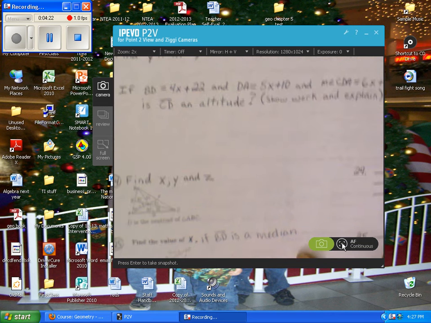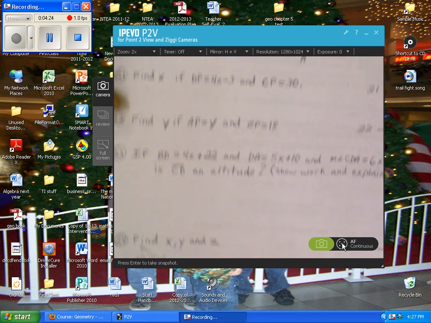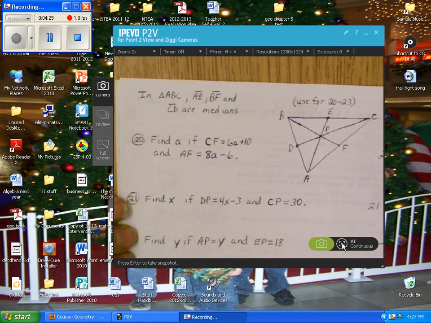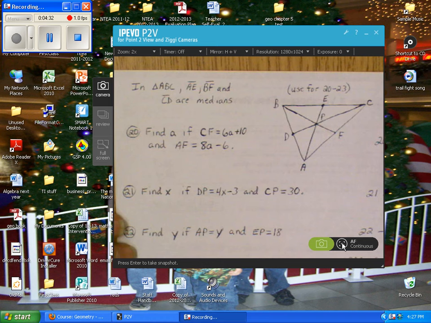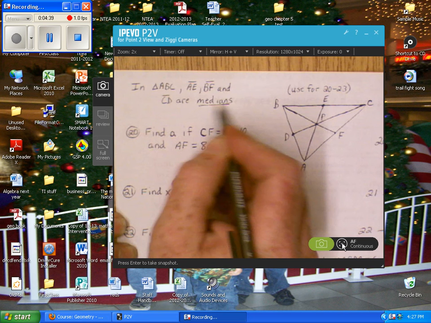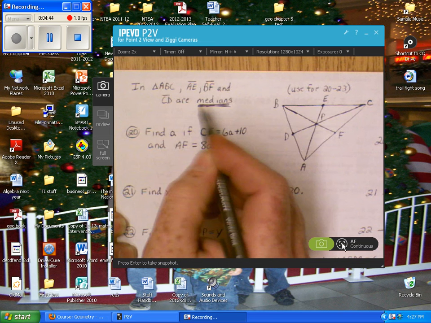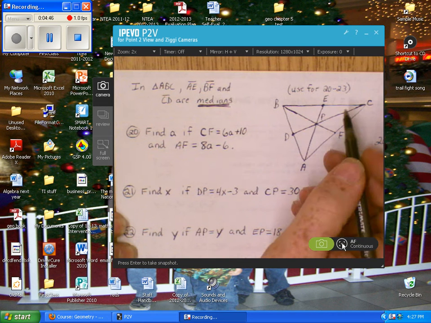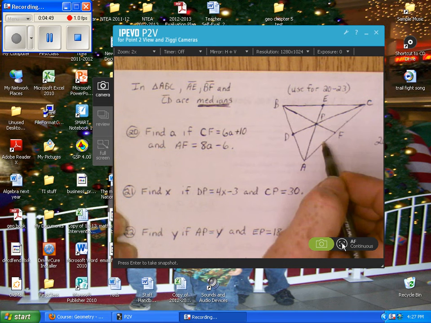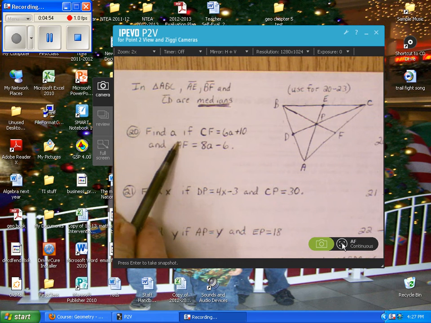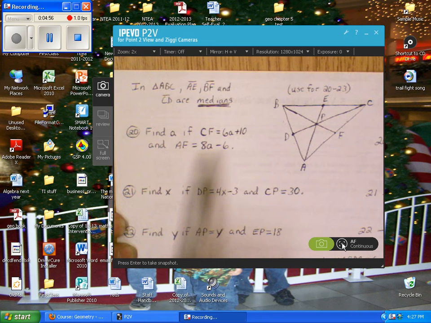The second page starts with problem 20. Key idea here, remember that you have medians. All three of those are medians. Look up what a median tells you, so you'll know something about each of these segments. Then you can set up your equation for problem 20 from that information.